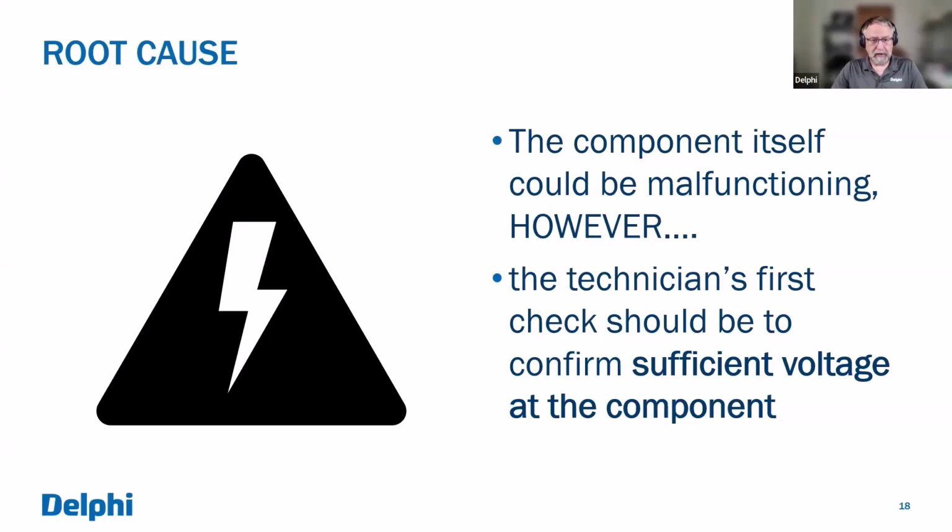And the very first check with a concern like that should be what voltage is actually appearing at the component itself. So the technician's first check should be to confirm sufficient voltage at the component. Now, you're going to want to make sure that the battery is also providing the correct voltage first, okay? But then how does that compare to the voltage that the component is actually seeing? Is that going to tell us about why the component is underperforming?